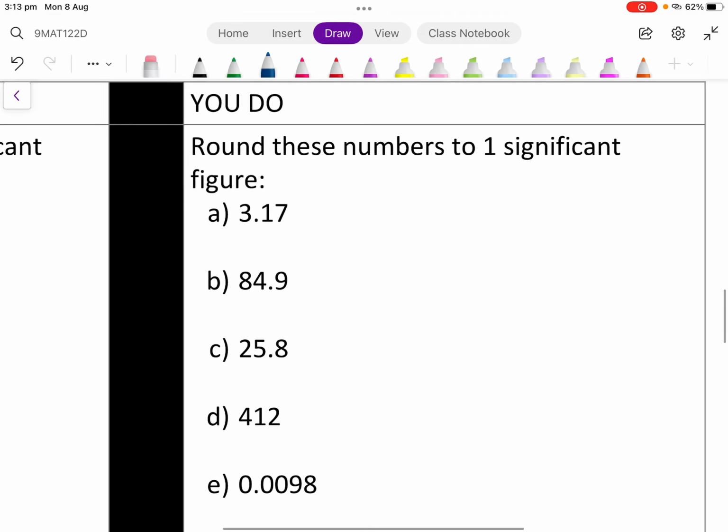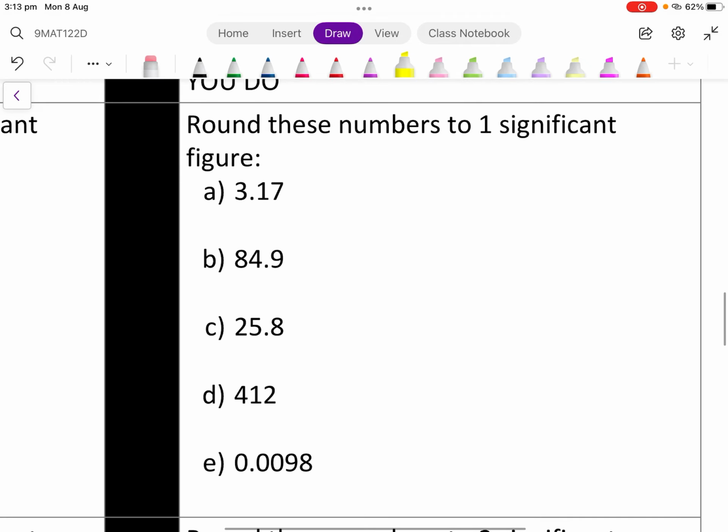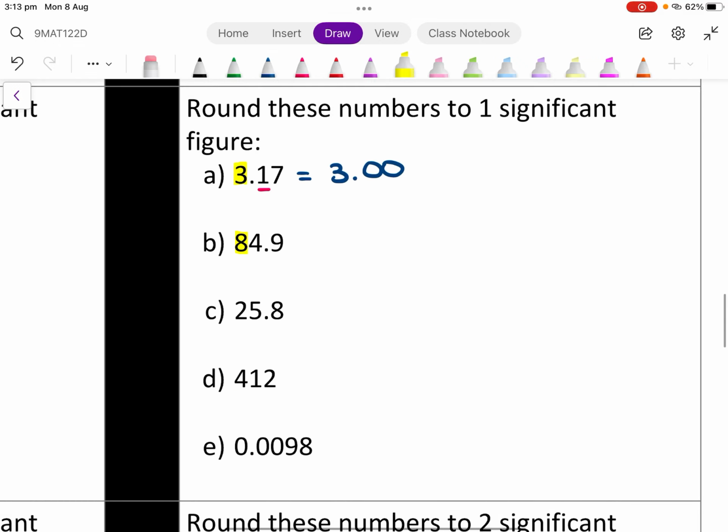Okay, so our answers for our you-do questions. For 3.17, our 3 is our first non-zero digit. The 1 behind it is not greater than or equal to 5, so our answer just becomes 3.00. In B, we have 84.9. Our first non-zero digit is the 8. The 4 behind it is not greater than or equal to 5, so it just becomes a 0. So we'll have 80.0, which we can just write as 80. We can just write this 3.00 as 3.